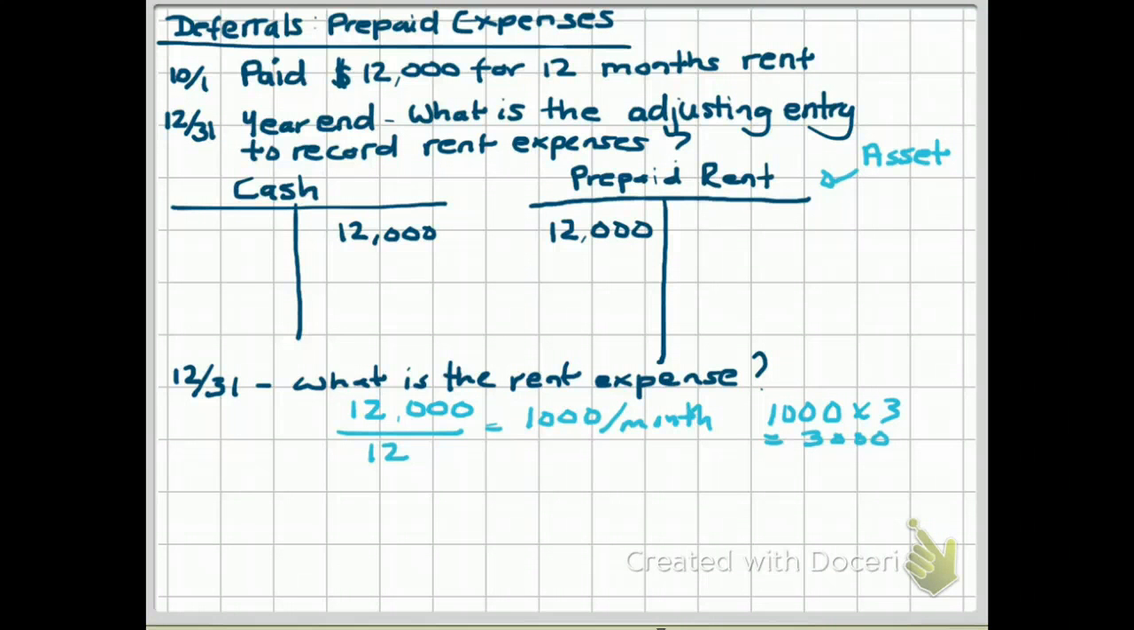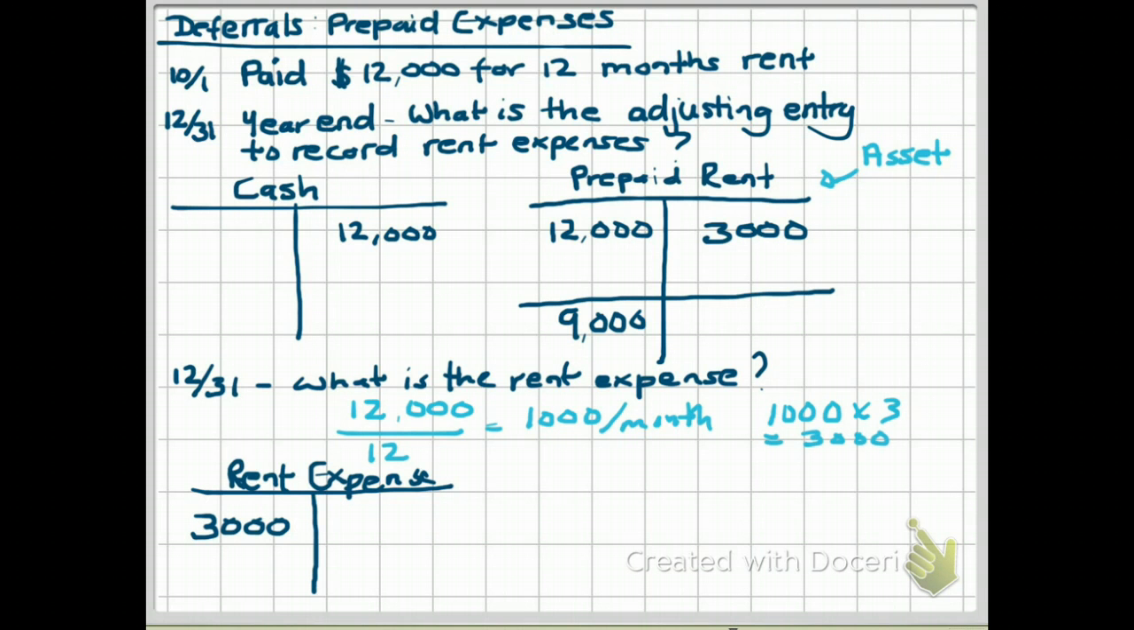Now let's show you your adjusting entry. I'm going to show it again in the T account format, which is a ledger. What you're going to do is debit rent expense for $3,000 and credit prepaid rent, reducing prepaid rent. Now, on December 31st, how much unused prepaid rent do you have? You have $9,000 worth of prepaid rent left as of December 31st. 12,000 minus 3,000 is $9,000. It's the balance on your prepaid rent.